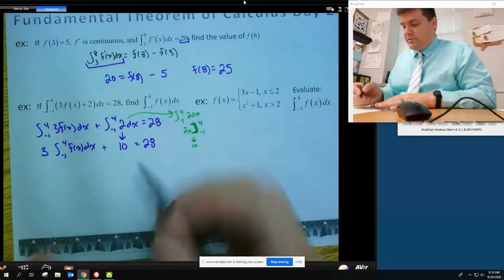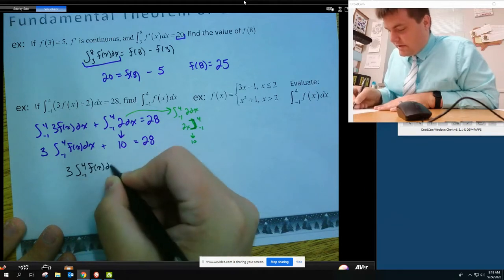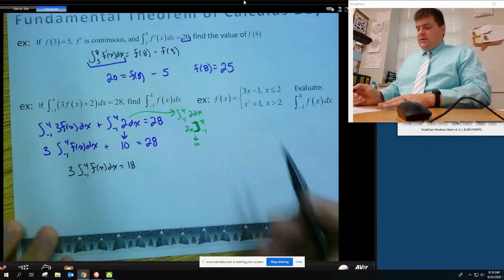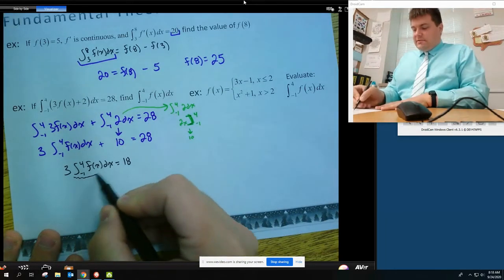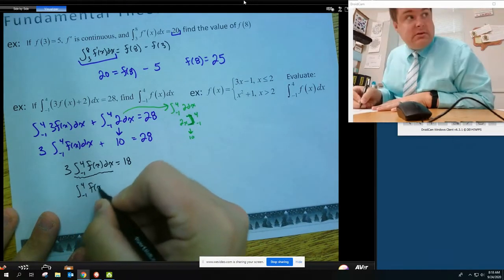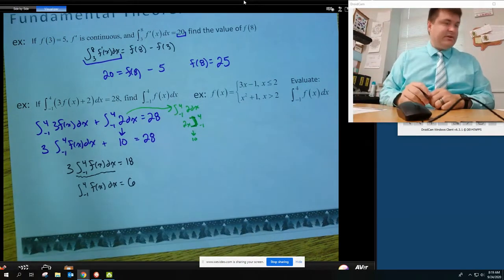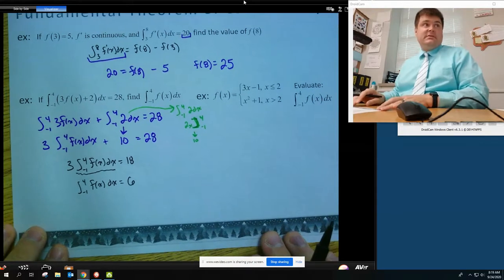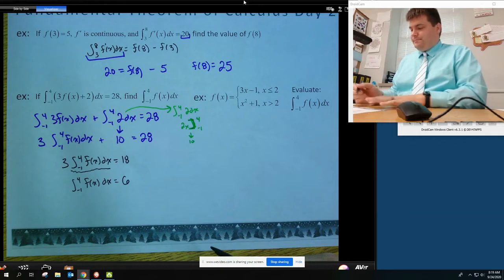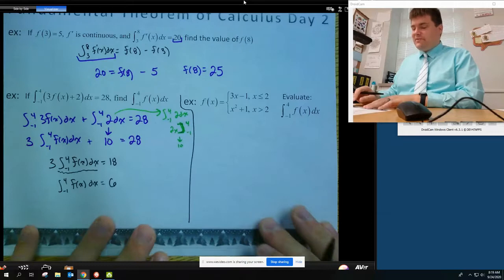So once we're here, we know that 3 times the integral from -1 to 4 of f of x dx is equal to, subtract that 10 over, 18. And this is almost by itself. I said to divide that 3 over. So when I divide that 3 over, I'm going to get 6. So my final answer here is just going to be 6. So this one wasn't FTC. It was just using my properties of integrals. And that's the problem. So today's notes are not very long, which is totally awesome.